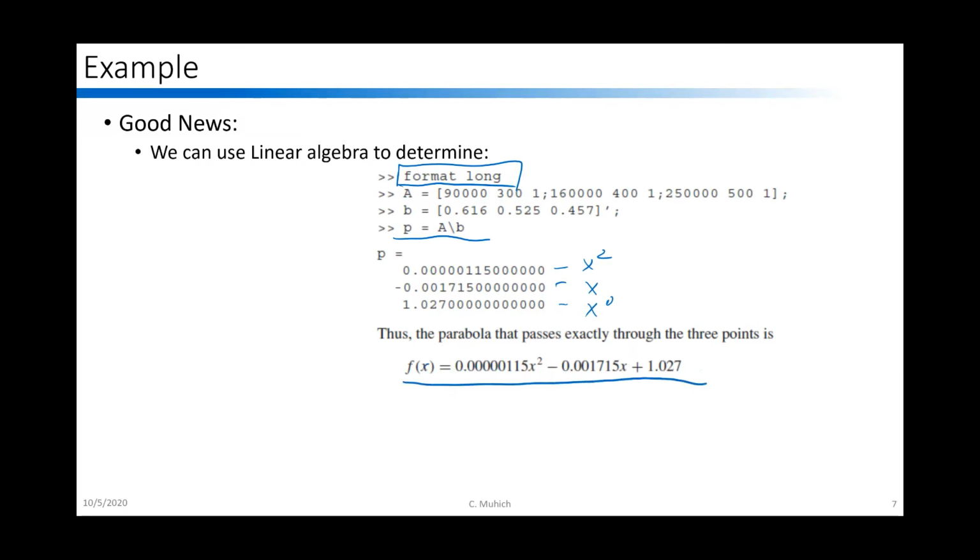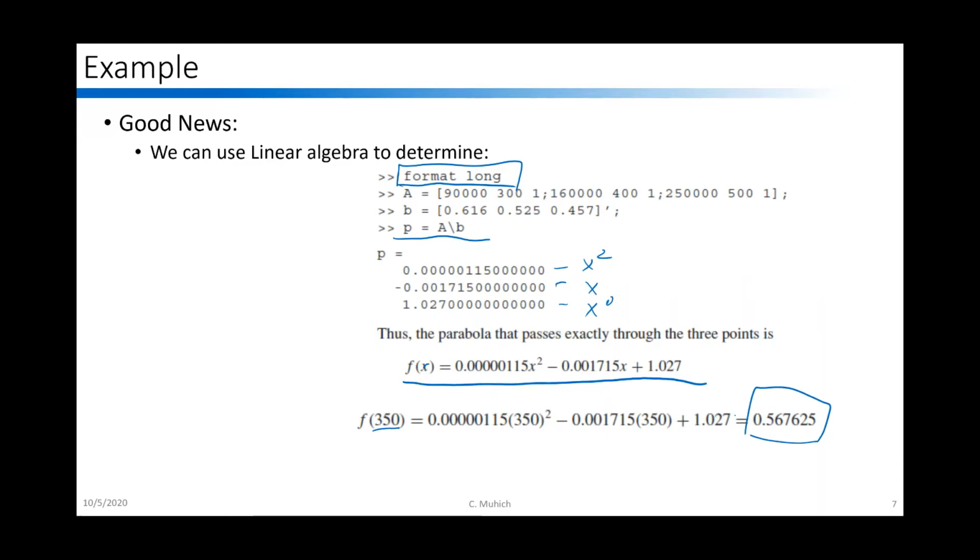So 0.0000115 x squared minus 0.001715 x plus 1.72. So this is the good news. It's relatively easy to do this. And we can check and see what our f of x value, or the density, might be at a temperature of 350 degrees C. All I need to do is take that 350, plug it in there, and we can find out that our density might be 0.567625. So relatively easy to do this.